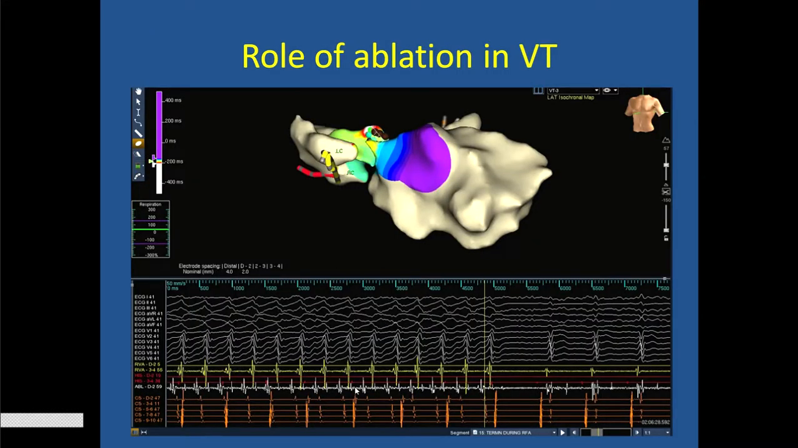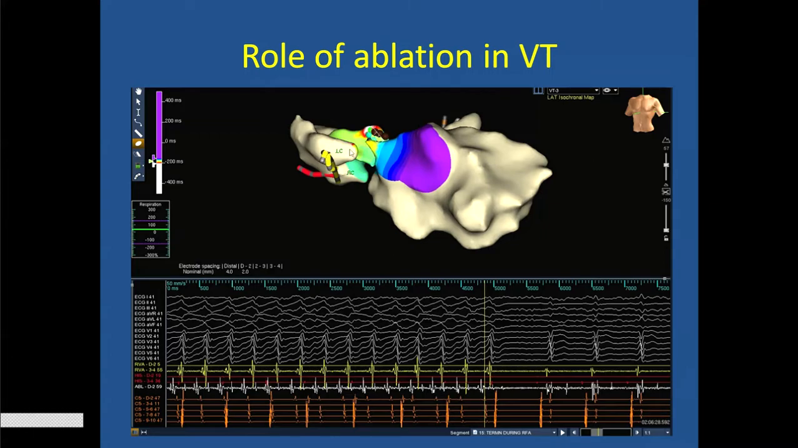Once diagnosed, then you do a 3D mapping. You go behind these potentials which are fractionated and much earlier than the QRS on the surface. Then you pace and find out that it is exactly matching the VT morphology or entering into a reentrant tachycardia, and then burn and ablate and return the patient to sinus rhythm.